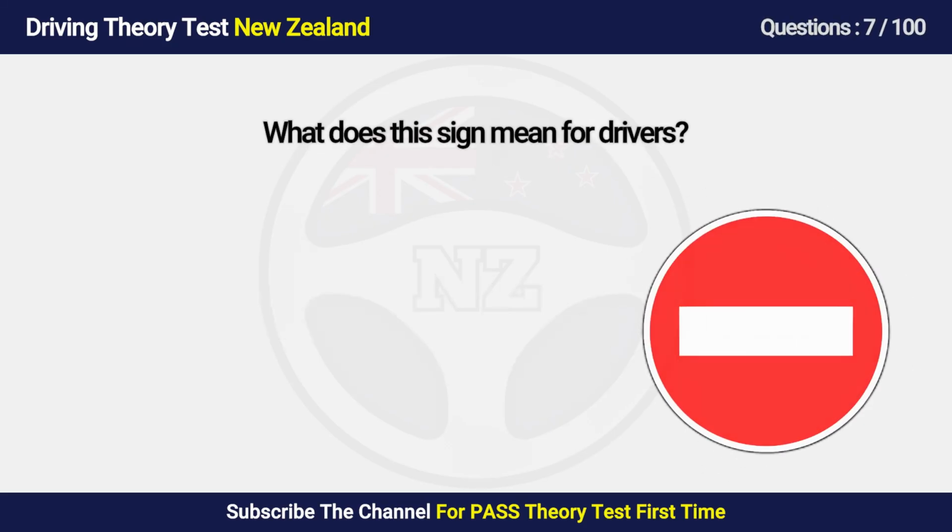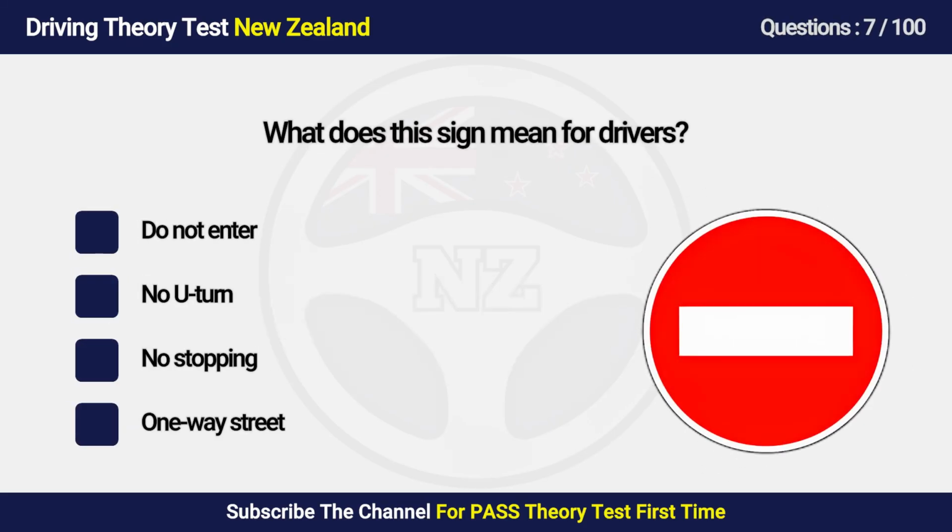Question 7. What does this sign mean for drivers? A. Do not enter. B. No U-turn. C. No stopping. D. One-way street.